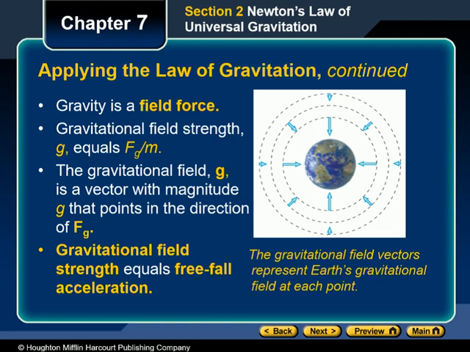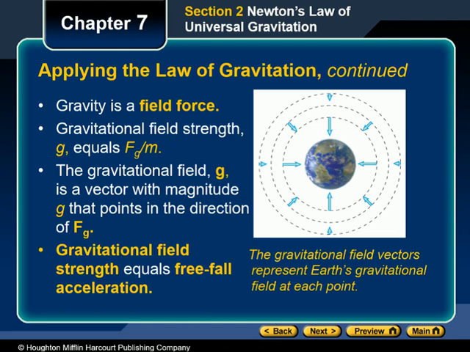At any point, Earth's gravitational field can be described by the gravitational field strength, abbreviated little g. The value of little g is equal to the magnitude of the gravitational force exerted on a unit mass at that point, or little g is equal to the force of gravity divided by m. The gravitational field, little g, is a vector with a magnitude of g that points in the direction of the gravitational force.